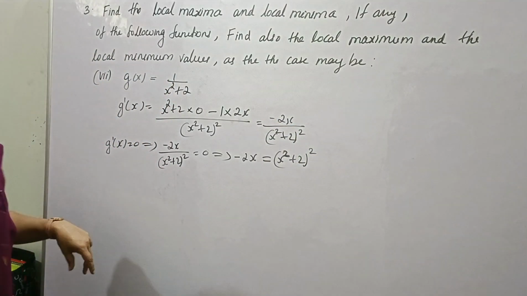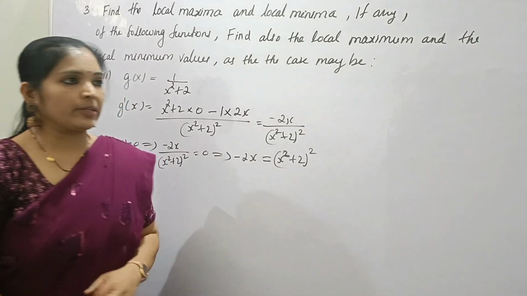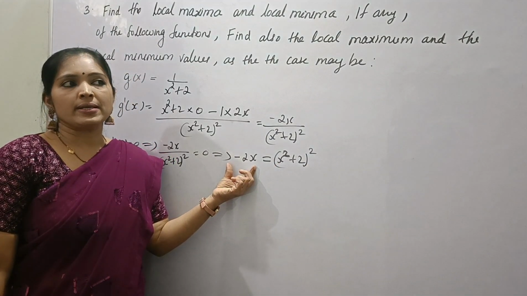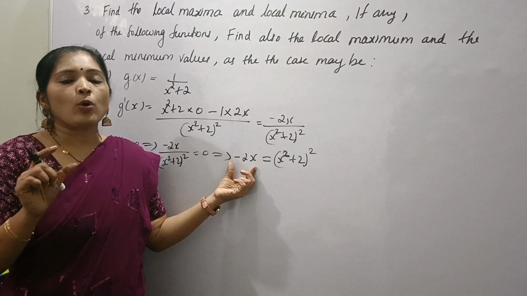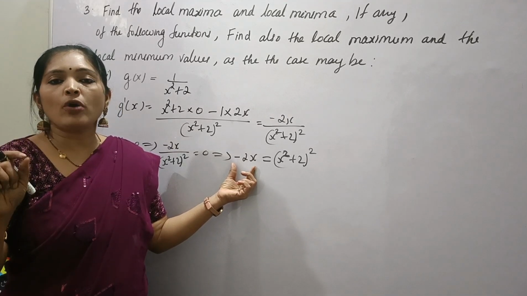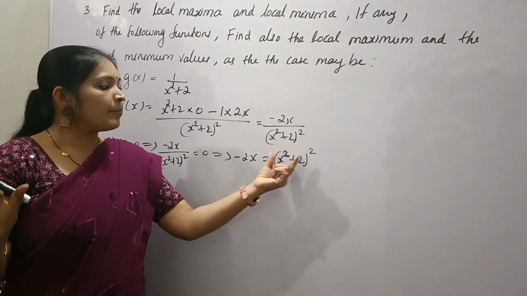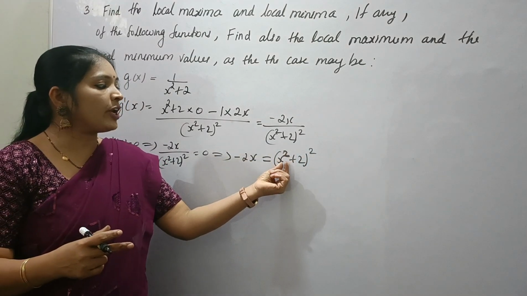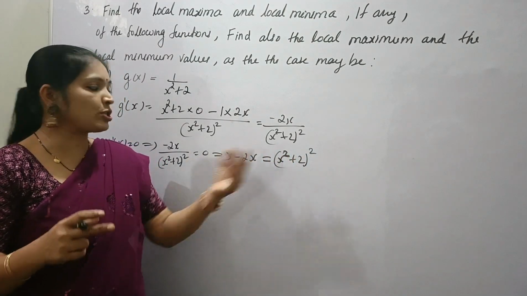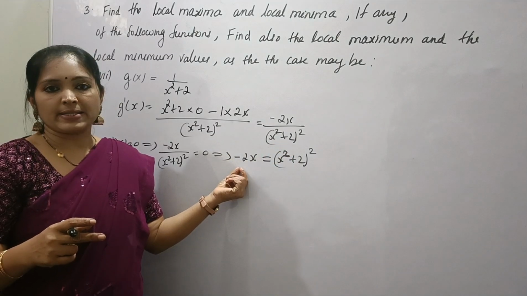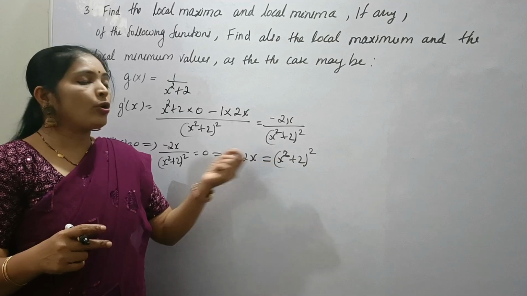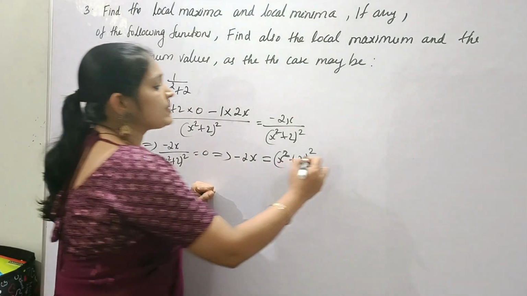See, minus 2x is equal to (x square plus 2) whole square. Here, this whole square is equal to minus 2x. The only possible value of x is 0, right? Because it is a square. It is not possible for any value of x except 0, it would come to minus. So here the only value of x is nothing but 0.